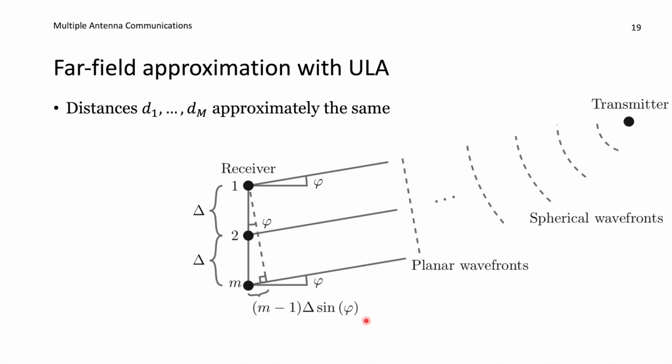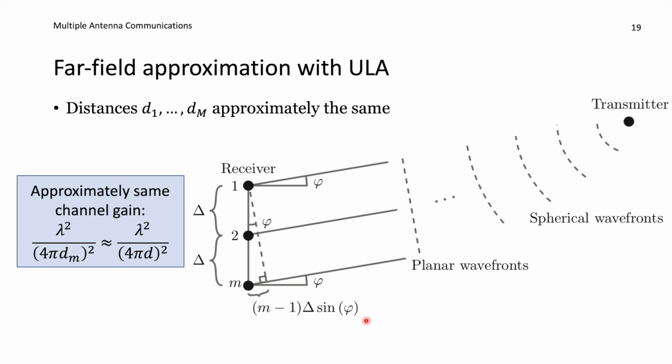So what impact does it have on our channel model? Well, when it comes to the attenuation over the channel, or the channel gain, the distances are approximately the same, because it's only the total distance from the transmitter to the receiver that matters. So if we are computing the channel gain like this, then dm is approximately the same. We can replace it with d1 or d, and there is a common channel gain for all of the antennas.